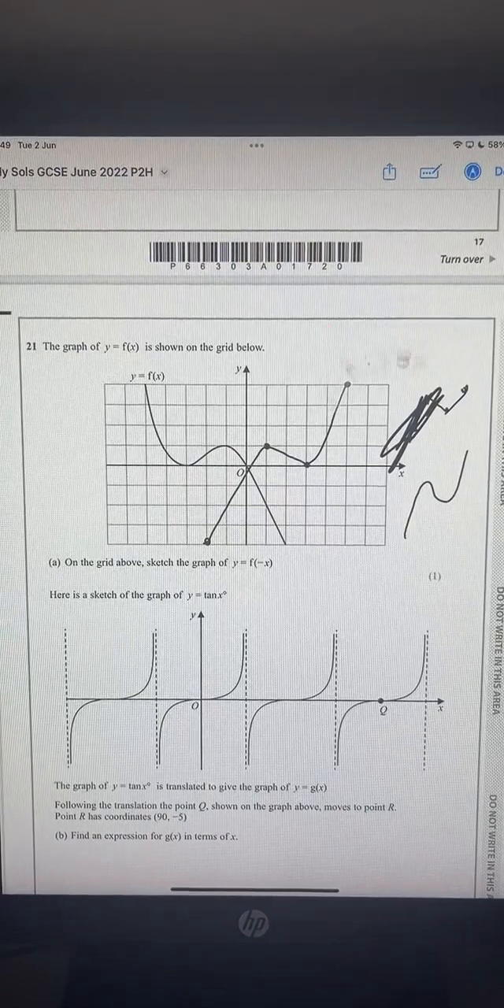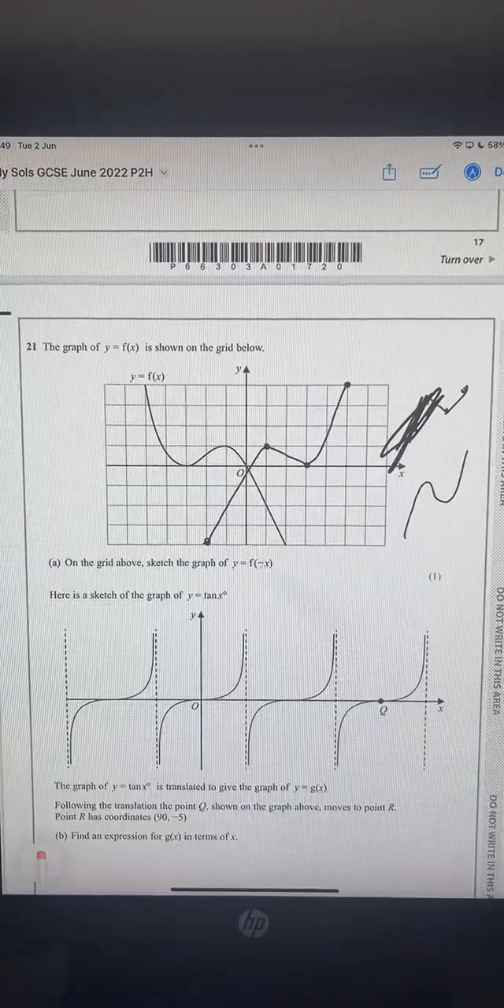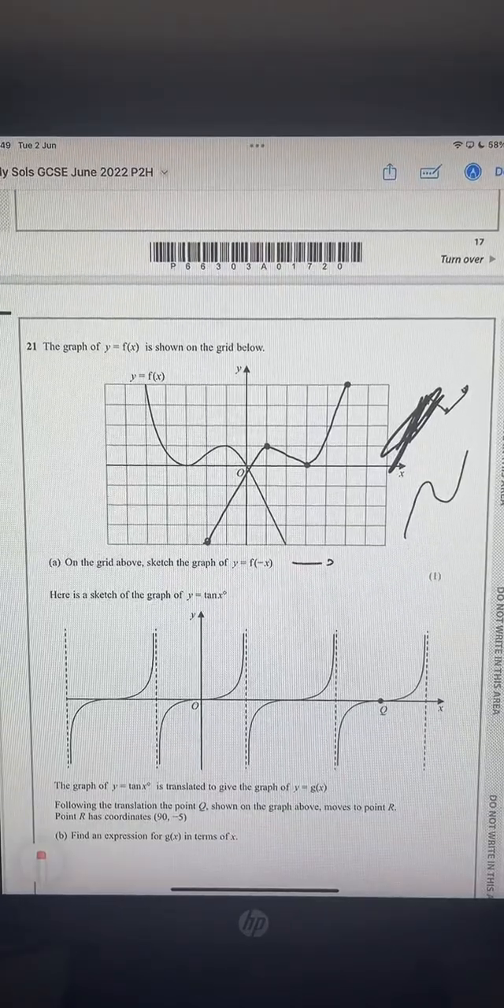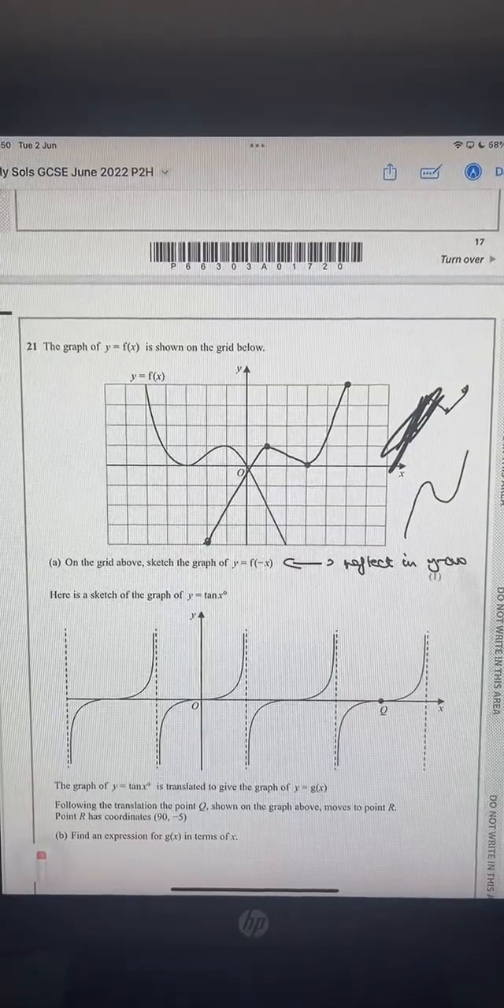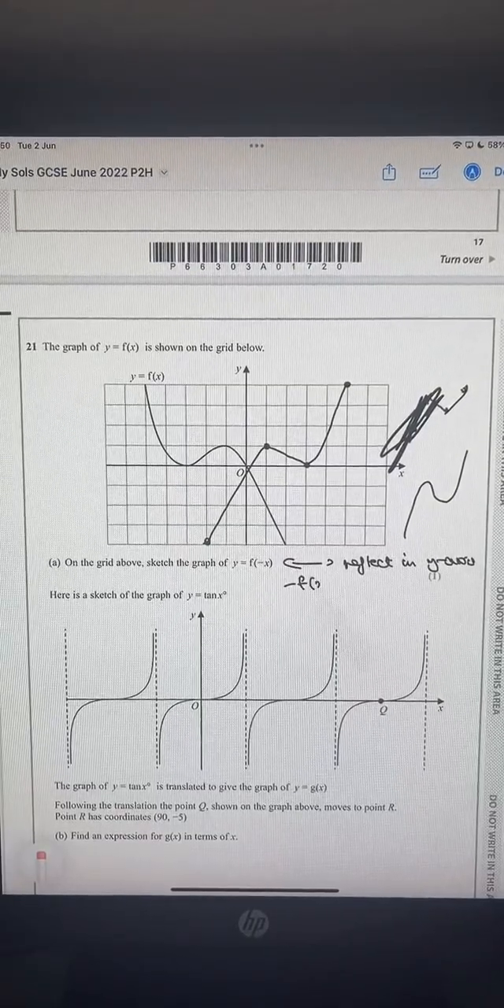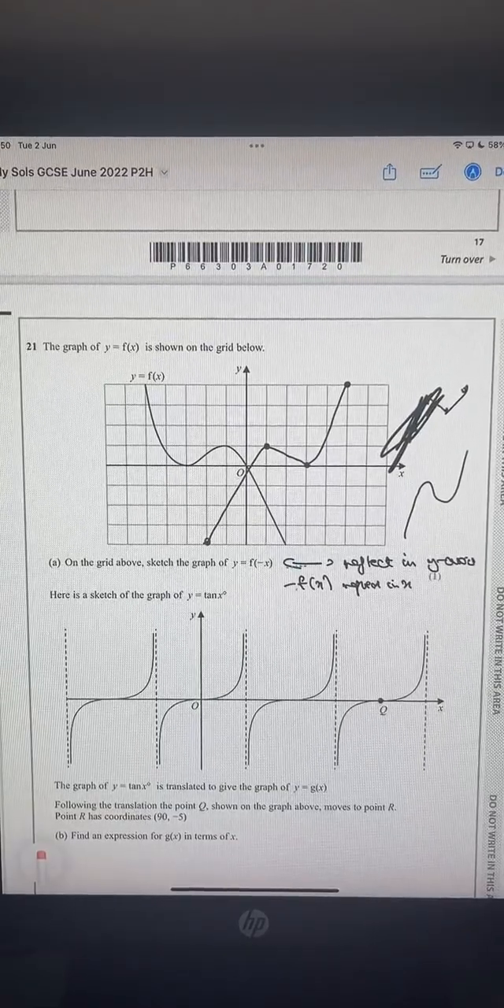How do you reflect it? Well, it's f of minus x. The x is negative, so I imagine that it's like a switch in this way across, so it's a reflection in the y-axis. So just know that f of minus x is a reflection in the y-axis. And if it's minus f of x, that's a reflection in the x-axis, because the whole y thing is negative, so it's like a vertical thing. So, oh, that's reflecting in this line, x-axis.